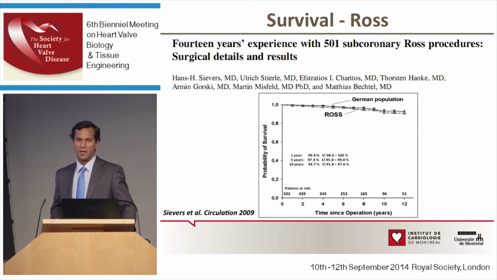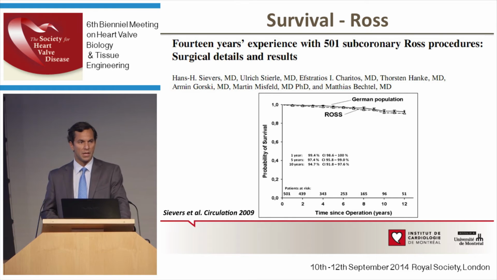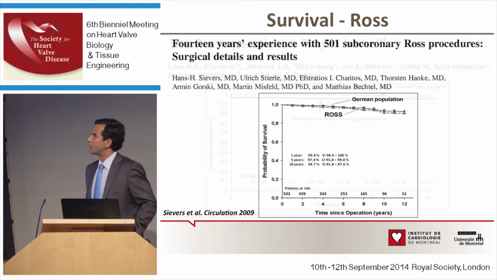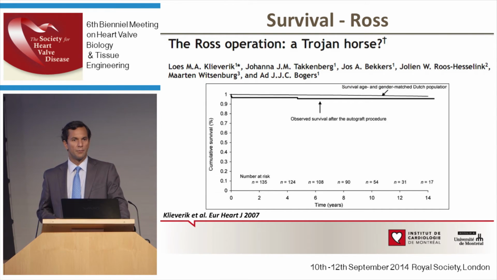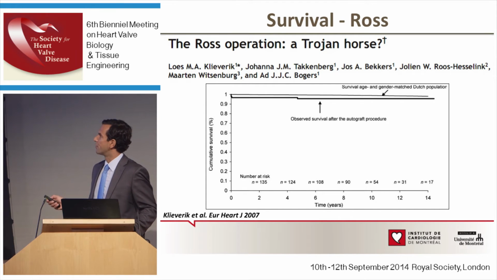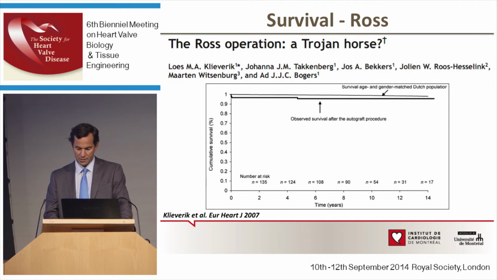This is Hans Sievers' group in Lübeck, who published their 14 years experience with 500 cases using a subcoronary approach. And again, you can see that the patients undergoing the Ross operation had a survival which is exactly identical to that of the German age and gender matched population. This is the Rotterdam group, which, as I'll show you later, despite a rather high rate of reoperation in these patients, also showed survival which was exactly identical to the Dutch age and gender matched population.